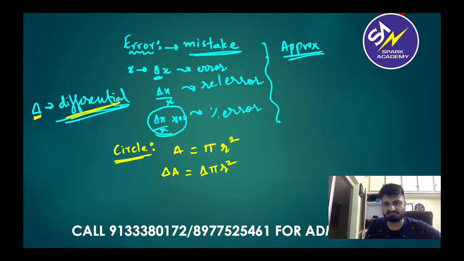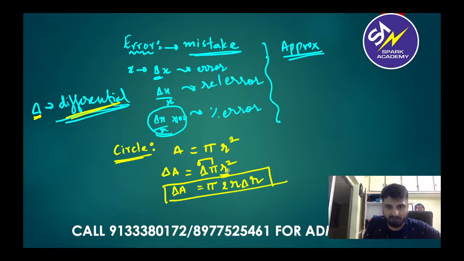Very good. I'm seeing some answers. Great, Kushal, Sravya, Matruka, Sharanya, Kyati, Varsha, Sravya, Shripad. So pi is a constant, so pi comes out. And what is the derivative of r square? The derivative of r square is 2r delta r. This is like the differentiation of x power n, which is n into x power n minus 1. Here the variable is r. So this is my error in area.